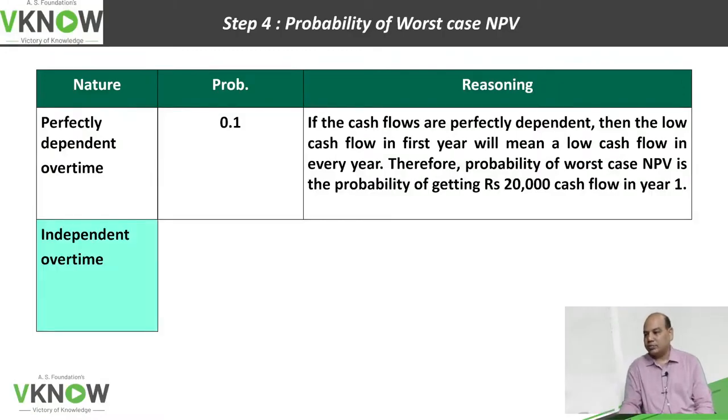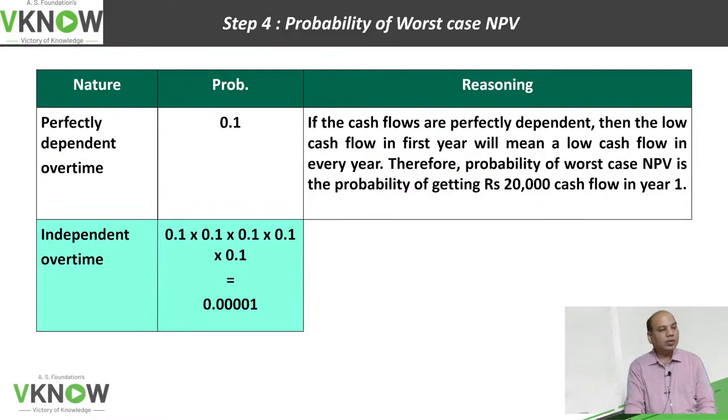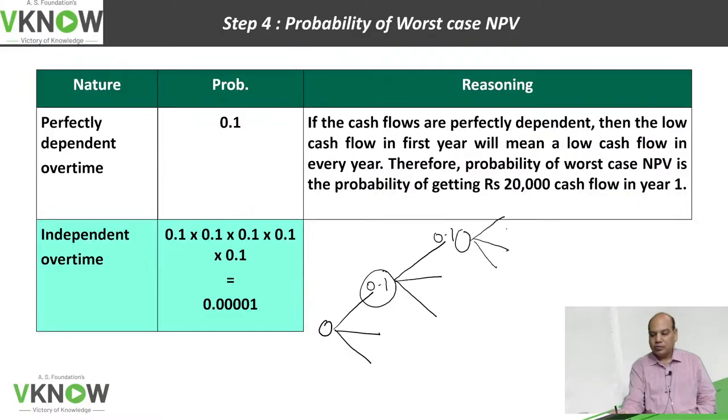Now write down independent over time. Under that, you have to multiply all the 5-year probabilities: 0.1 into 0.1 into 0.1 into 0.1 into 0.1. Because what will happen in the second year is independent of what will happen in the first year. So it is like this. In year 1 we can get 0.1, then in year 2 we can get 0.1, we can get other also. In year 3 we can get 0.1, in year 4 0.1, and year 5 0.1. So what is the probability of getting 0.1 in all the years?